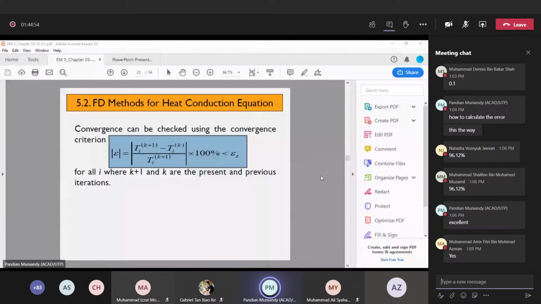Okay, still we are here. Now we move on to slide 23 still. You try T4 now. Mohammed Amir, class, T4 now. The error is 1.00234 minus 1.00194, divided by 1.00234, multiplied by 100%. Calculate the error for T4.